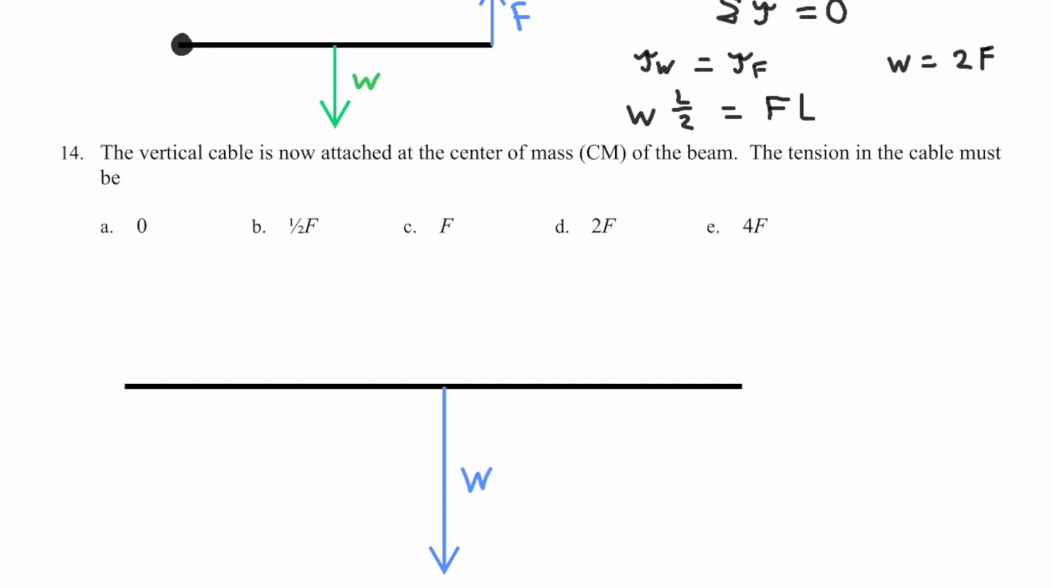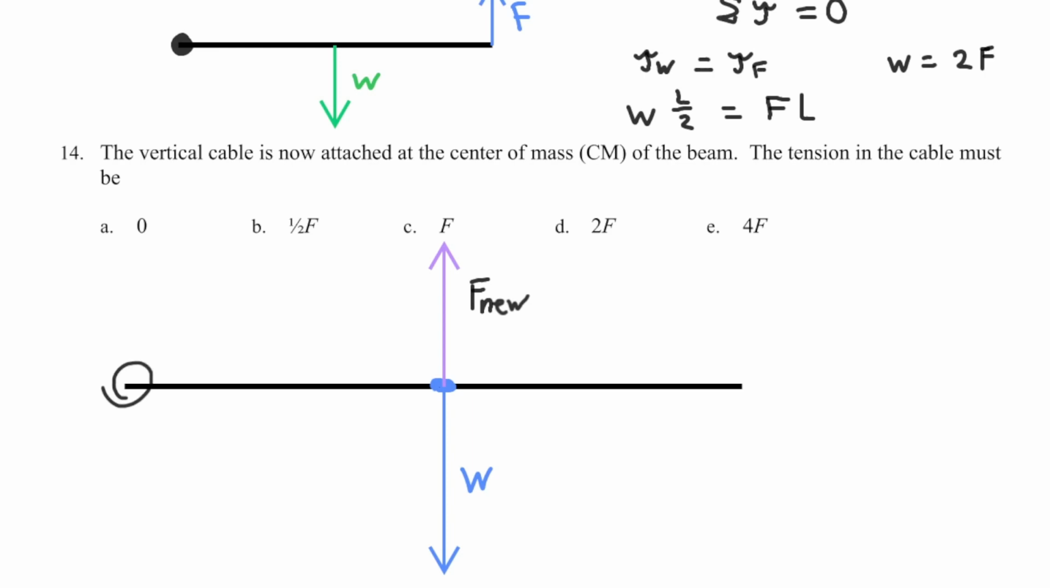So we have the weight force, and then we have the vertical cable attached at that same point. We can probably tell that just by looking at this. We don't know what this is, so we're just going to call this the new F. Well, they're at the same distance, and they're just opposites, so they have to be the same.